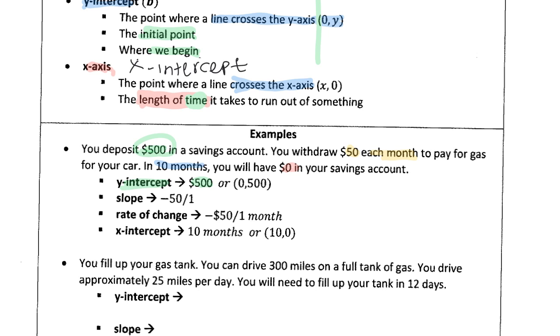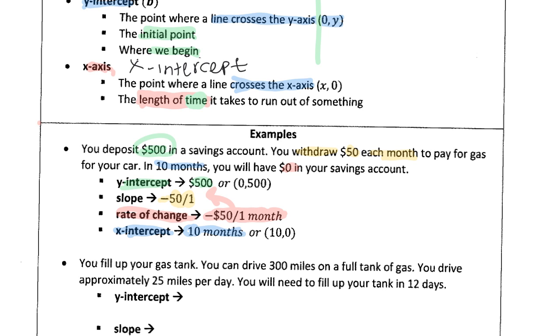Our slope is what's happening each month. Each month we withdraw, so we lose $50 for 1 month. That's why our slope is negative 50. Our rate of change just reiterates that. Our rate of change is that just written in context. So that's why it's $50 in 1 month, which is really the same as the slope here. And then our x-intercept is our time. How long did this take? This took 10 months.